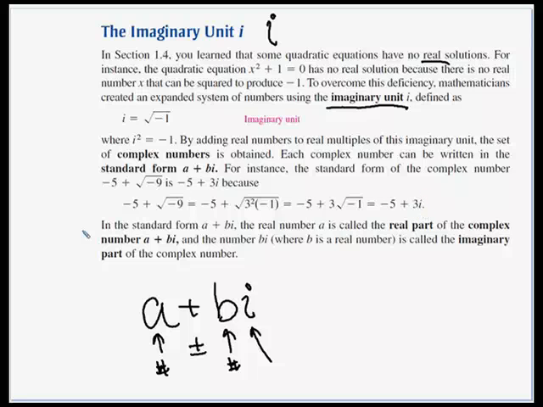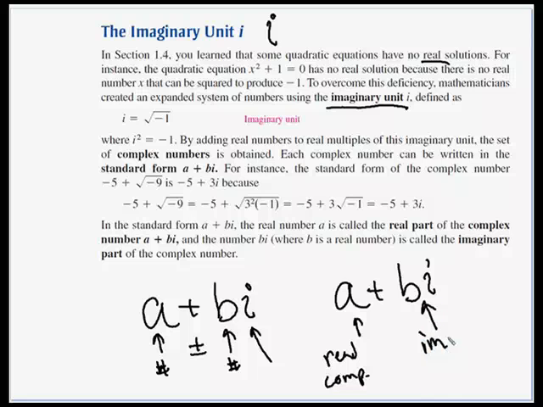In the standard form a plus bi, the real number a is called the real part of the complex number. So altogether, a plus b times i, a is called the real component because it's just a number. And then you'll have plus or minus, and this will be the imaginary part. So the real component is just a number, and then here we have some number times i. Altogether, that is a complex number.